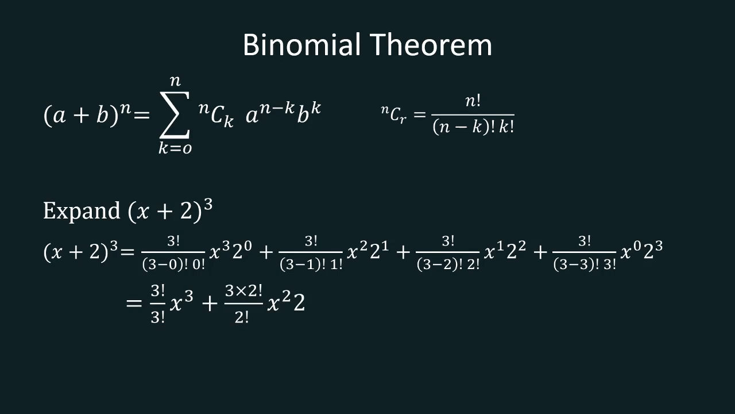If you remember what we did, instead of writing out the whole factorial of 3, we just make it 3 times 2 factorial, because we know in the denominator 3 minus 1 will give us 2 factorial that we can cancel out from the numerator.